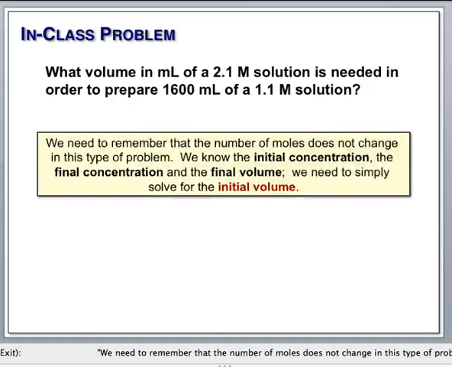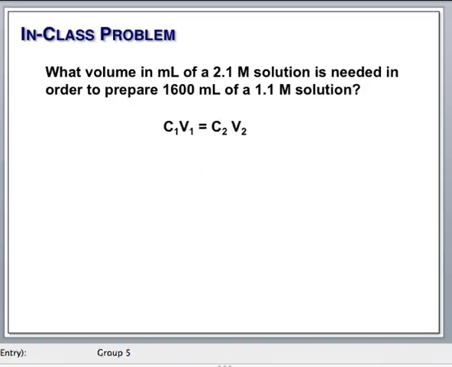The number of moles isn't going to change here, is it? We're looking for 1.6 liters of 1.1 molar. That's a number of moles. We know our initial concentration, that's 2.1, and we're just looking for the volume here. So we write our magic equation, C1V1 = C2V2.